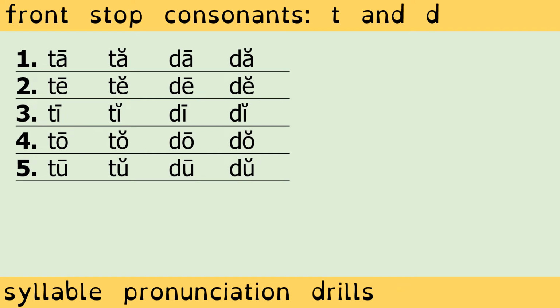Now let's jump into our first pair, T and D, or the T and D sounds. This is the focus of today's lesson. Pause and restart the video when you are ready. Okay, repeat after me. Number one, te, ta, de, da. Number two, t, te, d, de. Number three, tie, te, die, de. Number four, toe, ta, do, da. Number five, to, ta, do, da.